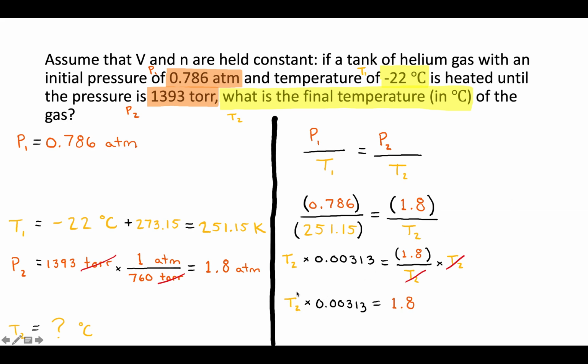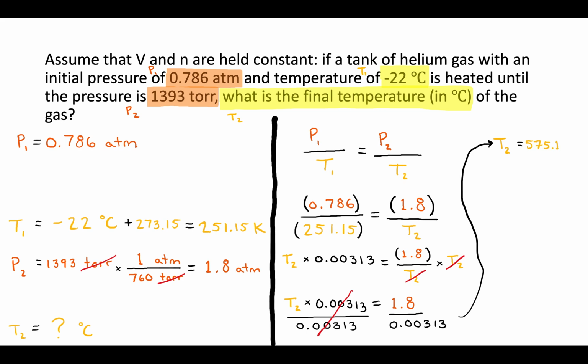Alright, now we want T2 by itself, so we've got to get rid of this number. It's being tied by multiplication, so we're going to do the opposite operation, division, with the same number, 0.00313. You do that to one side, you've got to do it to the other. Cancels on the left, and on the right, 1.8 divided by 0.00313. That should give you T2 equals 575.1.